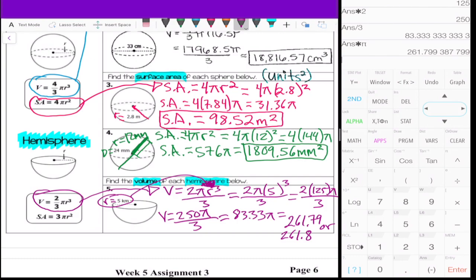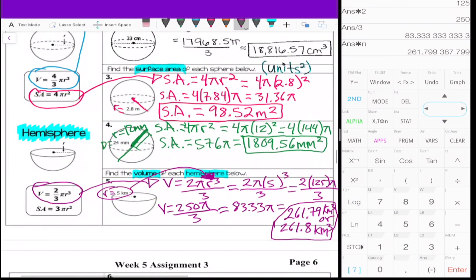So then make sure you have your units. So kilometer cubed. So those are your two options. And if there's another option close to it, then I'll just give it to you. Alright, that is how you find volume of each hemisphere. So that's a hemisphere formula.